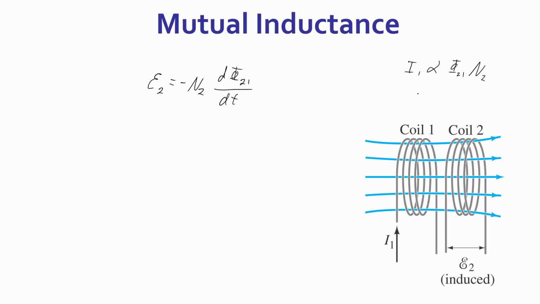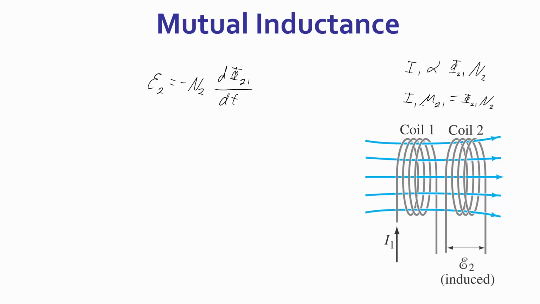And if we want to make this an equality, we need a coefficient in here, and we're going to use M, and we're going to call this M21 for now, because the M stands for mutual inductance. And so we're going to say that's the mutual inductance on coil 2 due to coil 1. And it still equals this over here.